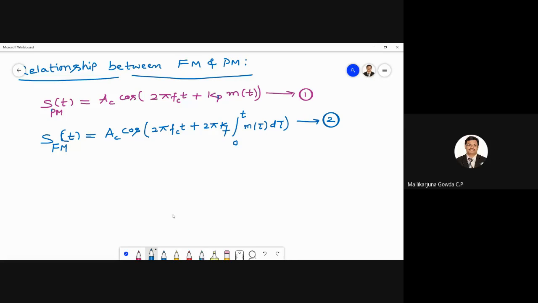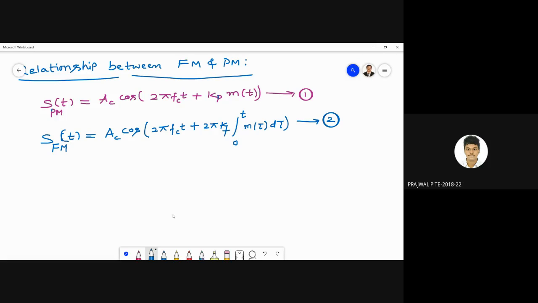By looking, at first we feel that Kp should be the same as 2 pi KF, and that is constant, don't worry about that. Then what is changing? m of t should be the same as the integral from 0 to t of m of tau d tau. Means if I replace m of t in equation 1 with the integral from 0 to t of m of tau d tau, what do I get? It changes PM into FM, no?